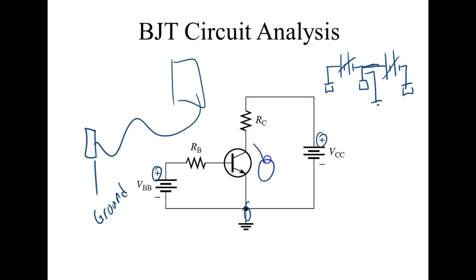So if I measured right here and got 10 volts relative to common, and then I measured right there and got 0.7 volts, then what would be the voltage of collector to base? You should be able to do that in your heads, guys.